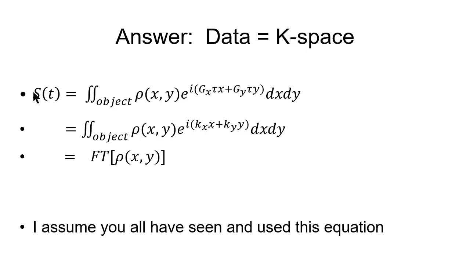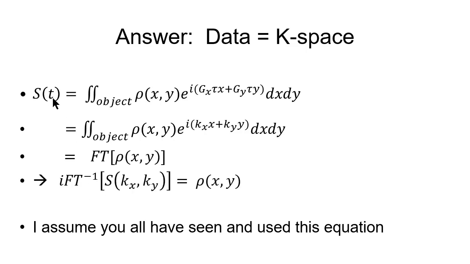So we say our signal as a function of time is this. And with a small rearrangement of variable, we can recognize that as a Fourier transform of our object and our spin density. And therefore, if you inverse Fourier transform the signal you acquire, you can get the object back.